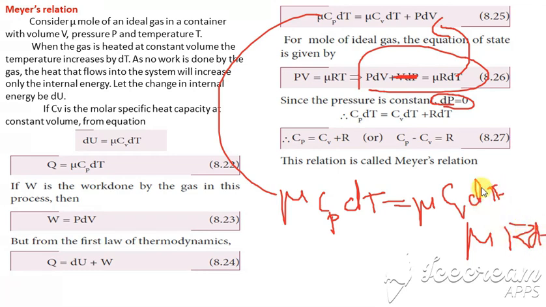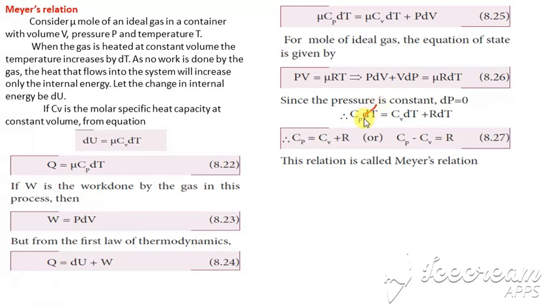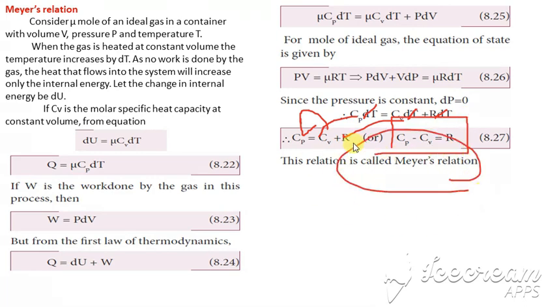Yes, now throughout we are dividing by mu. Okay, so if you divide, we get Cp into dT is equal to Cv into dT plus R into dT. Same way, throughout divide by dT. Okay, so dT gets cancelled, so we get Cp is equal to Cv plus R. Now bring this Cv to the other side, so we get Cp minus Cv is equal to R. So this gives you Meyer's relation. Okay, so this is very important, a 5 mark question. Okay, thank you.